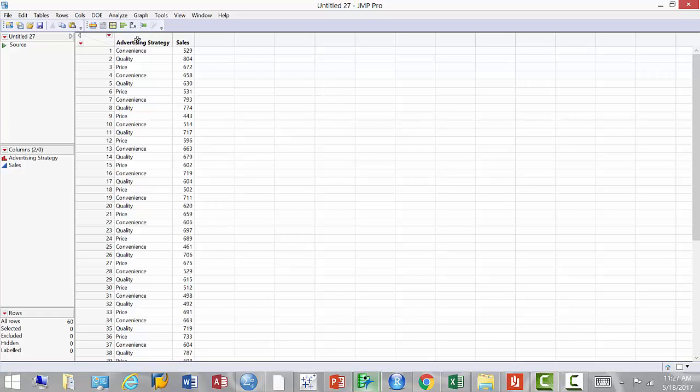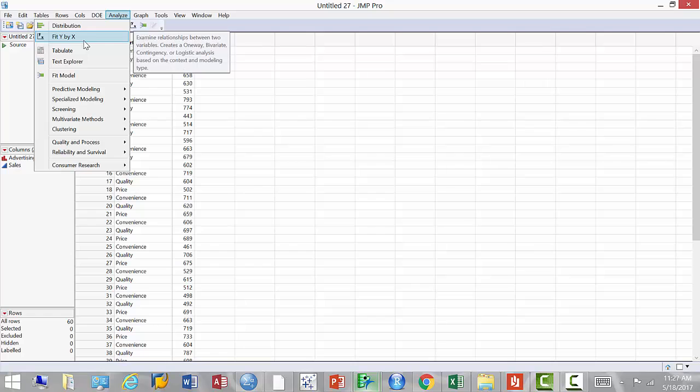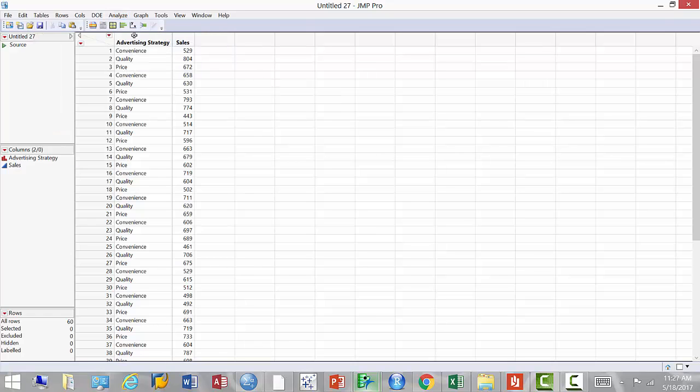So let's go to Analyze menu, and you have to use fit y by x, or you can just do it from the main window. There is a shortcut, fit y by x.